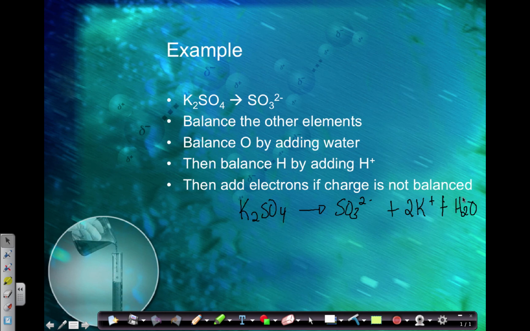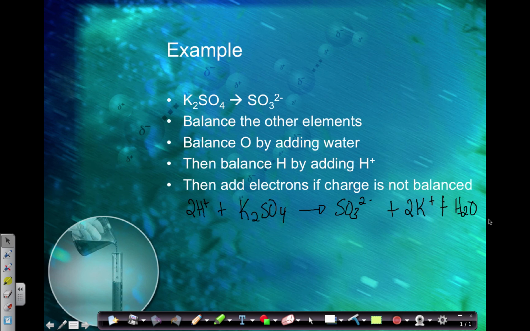Well, now I've introduced hydrogen, so now I need to go back and balance that by adding H+. So I've got 2 hydrogens here, so I'm going to come back to this side and add 2 hydrogen ions. So now I've got 2 hydrogen ions, 2 on this side. I've got 1 oxygen plus 3 right here, so 4 oxygens. My sulfur's okay, my potassium's okay.